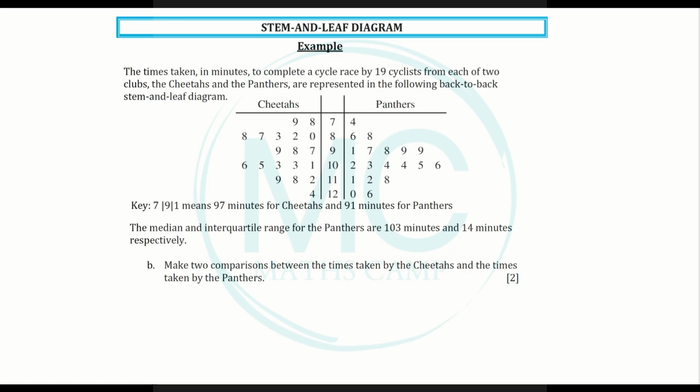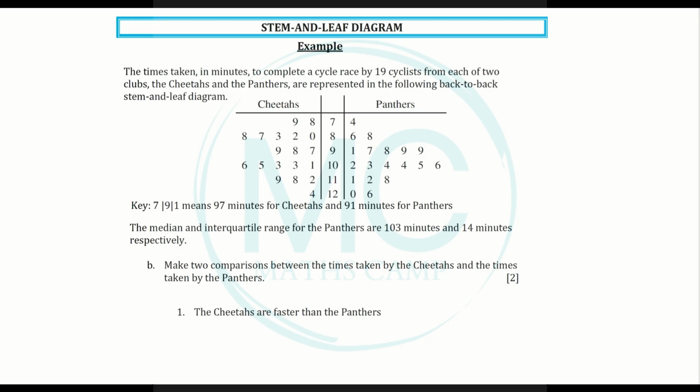My best suggestion, the best two things to look at are the values of the medians and the values of the interquartile range. We just found that the median for the Cheetahs is 99. And this question tells us that the median for the Panthers is 103. The median is the best indicator of central tendency. So here we can see that the Cheetahs were quicker than the Panthers. And we can make a note, one of our comparisons, that the Cheetahs are faster than the Panthers.